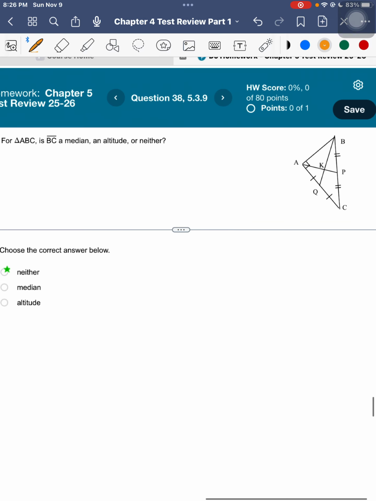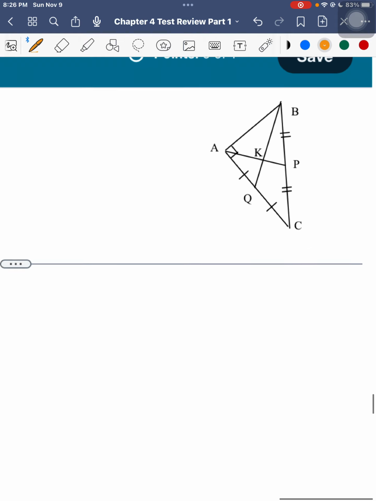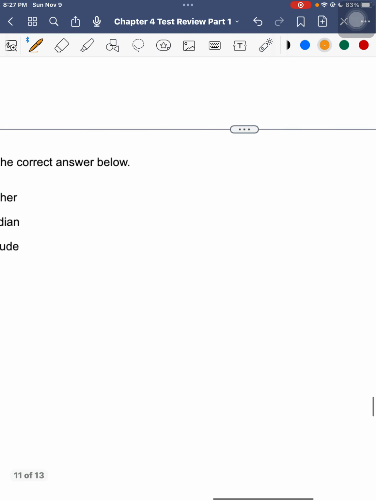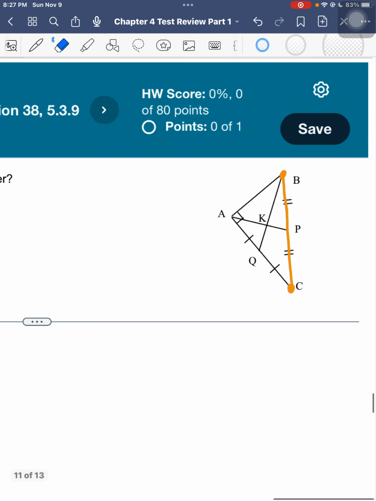What about here? For triangle ABC, is BC a median, altitude, or neither? So let's see what BC is. Well, BC is neither, right? Because BC goes from one vertex of the triangle to the other vertex of the triangle. That's neither. So the answer should be neither. Okay, let's take a look at some other examples.